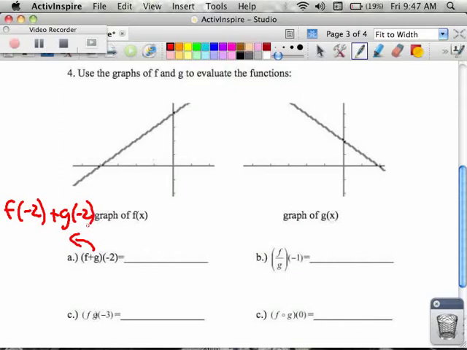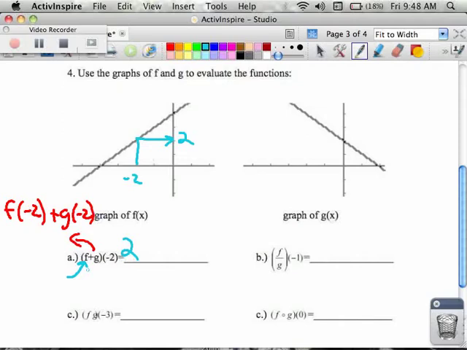So let's look at the f function first. Here's the f graph on the left. If I look at the f graph, and I want to talk about f of negative 2, here's negative 2, and I go up, and that's the f graph. Its y value is 2. So this is 2 for the f.